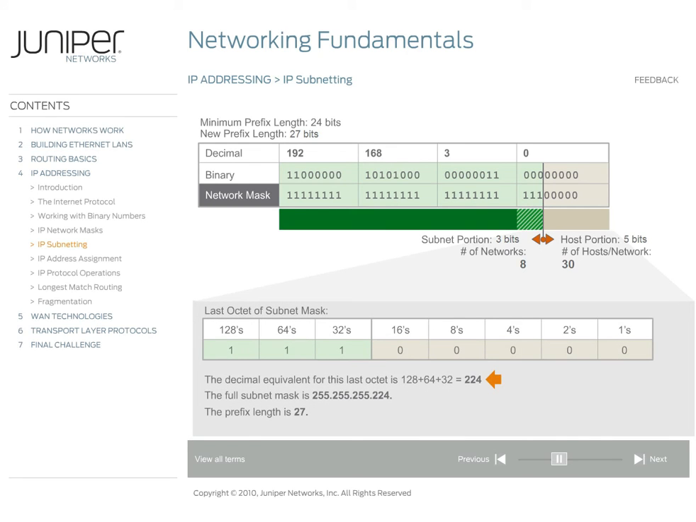To determine the decimal equivalent subnet mask, we simply add up the bits that are turned on in the last octet. The total is 224. On screen, you see the full subnet mask that will be used by each network at your location, with a prefix length of 27.